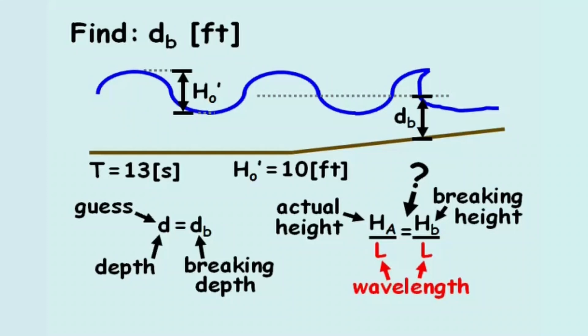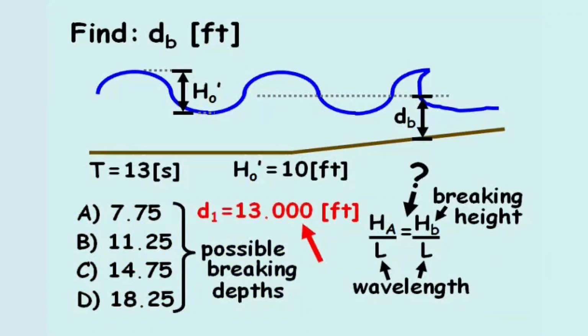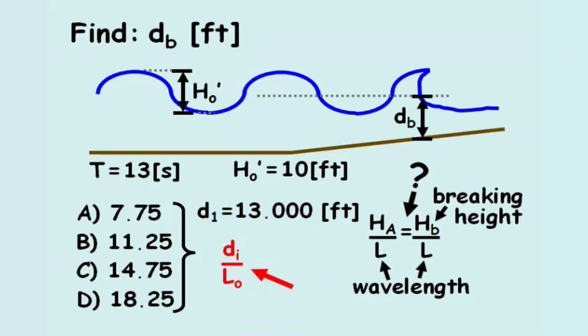When looking back at the possible solutions for the breaking depth, we'll begin by guessing a depth of 13 feet for our first iteration, because 2 possible answers are shallower and 2 possible answers are deeper. To enter the table of wave values, we next need to compute di over L naught. The letter i simply represents the iteration number, so we'll change this variable i to a 1 for our first iteration, and we'll plug in 13 feet into the numerator.